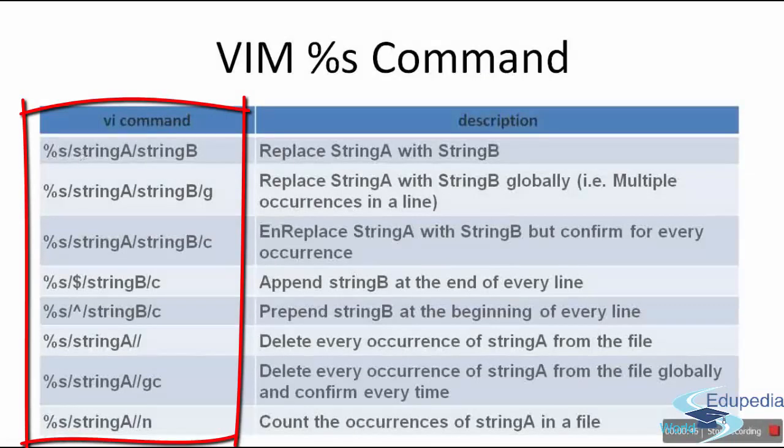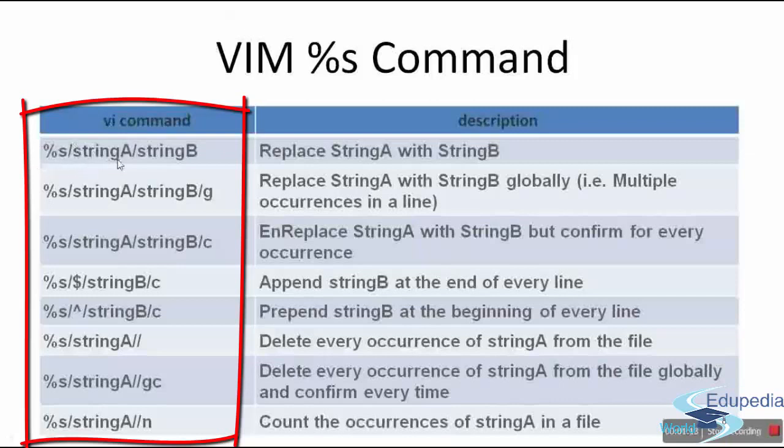To switch into the command mode, you have to press colon while you are in escape mode. If you are in insert mode, first you have to go back to the command escape mode by pressing the escape key, and then press colon, which will take you to the command mode. Once you are in the command mode, you can enter %s as a command, and after that enter a /. This / is the delimiter for this command's arguments.